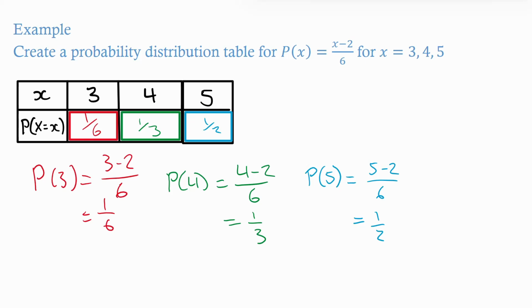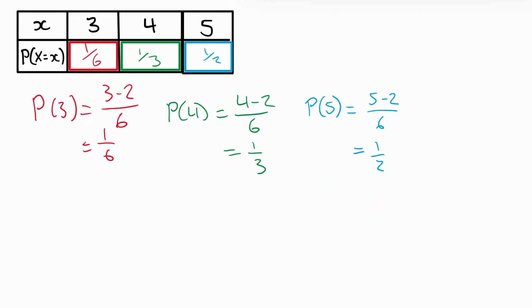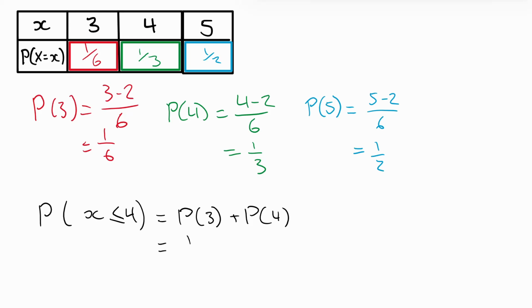Now, when finding the probability of multiple events, let's say we were told to find the probability of x less than or equal to 4, given our probability distribution table we've made. All we need to do is add up all the probabilities there. This is going to be made up of the probability of 3 plus the probability of 4. The probability of 3 was 1 over 6, and the probability of 4 was 1 over 3. We end up adding them together, and we get a probability of 1 over 2.